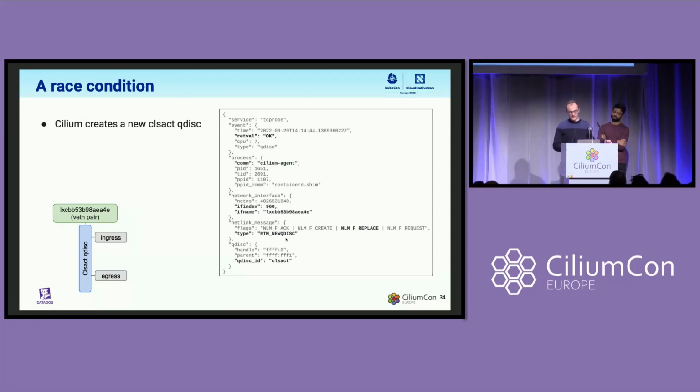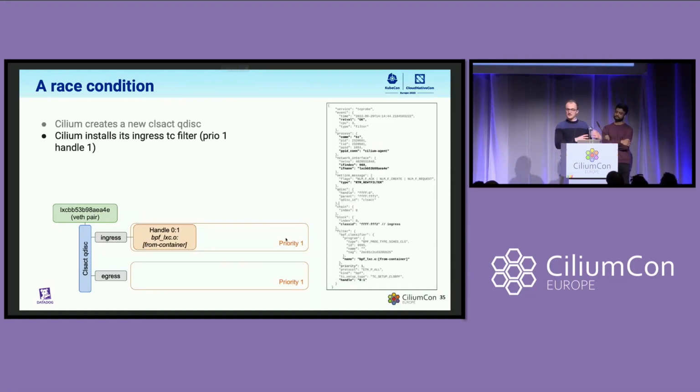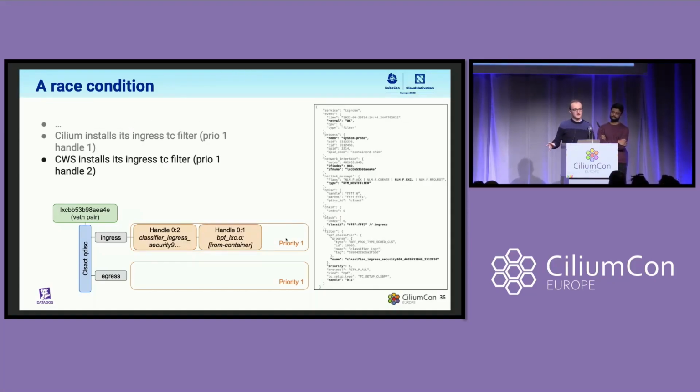So first, a new interface comes online, and then Cilium creates a new clsact qdisc to instrument this specific interface. So far, so good. This is expected. Then Cilium moves on to installing its own TC programs. This one specifically is on ingress, and as expected, it has prio 1, handle 1. So far, so good as well. And then CWS picks up on the new interface. We have eBPF programs to detect when new veth pair interfaces are registered, so we actually get notifications from the kernel when a new interface is ready to be instrumented.